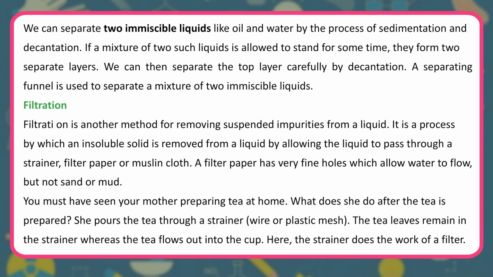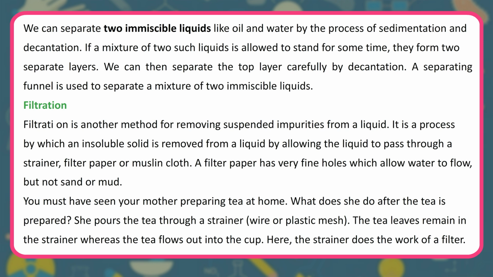We can separate two immiscible liquids like oil and water by the process of sedimentation and decantation. If a mixture of two such liquids is allowed to stand for some time, they form two separate layers. We can then separate the top layer carefully by decantation. A separating funnel is used to separate a mixture of two immiscible liquids.